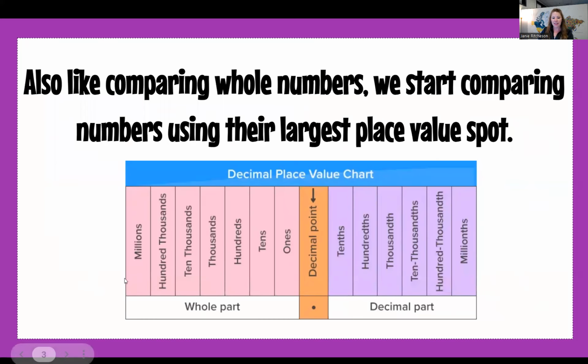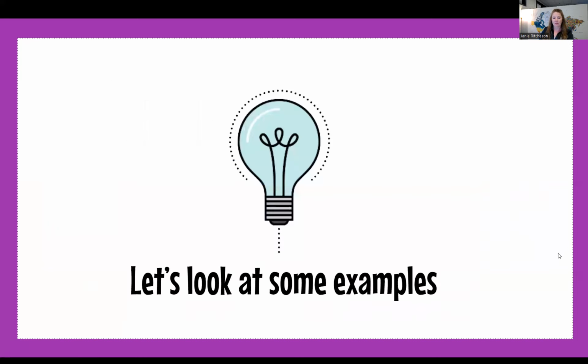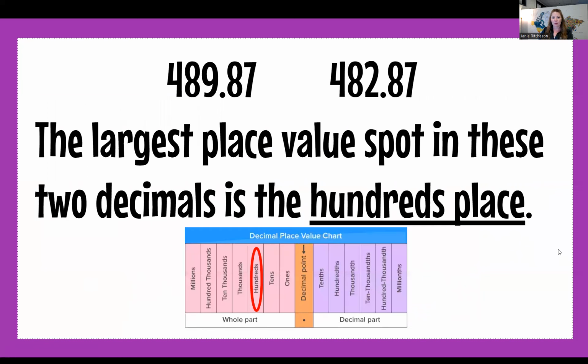So once again, here is this chart that I showed you yesterday. Also like comparing whole numbers, we start comparing numbers using their largest place value spot. Let's look at some examples. So here we have two numbers. We have 489 and 87 hundredths compared to 482 and 87 hundredths.